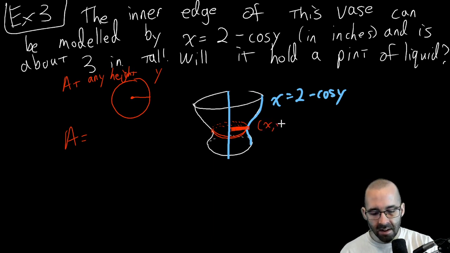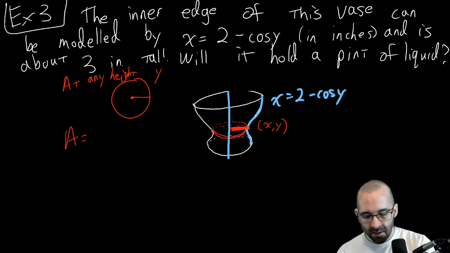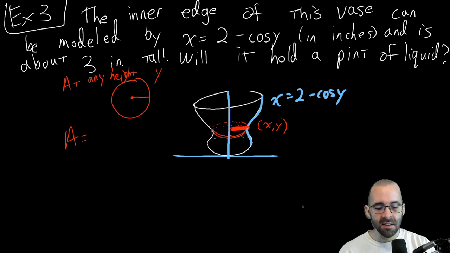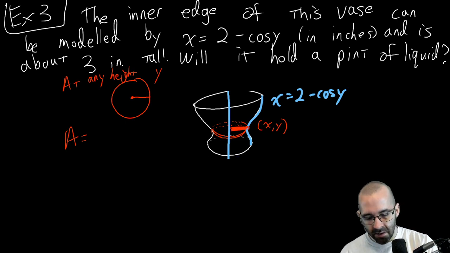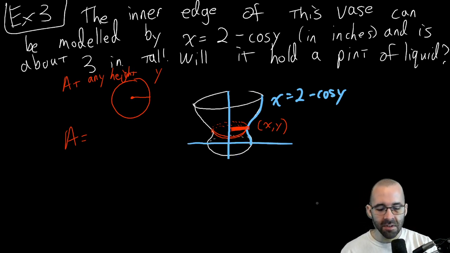We can think of this as an x comma y. If we have an x and y axis like this, actually, sorry, we're in 3 dimensions, so the x and y axis will look like this through the center of the base of this vase.